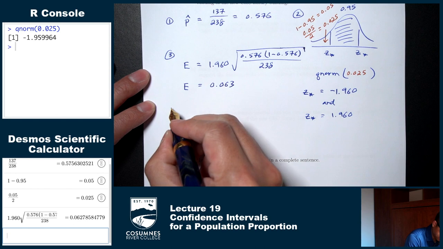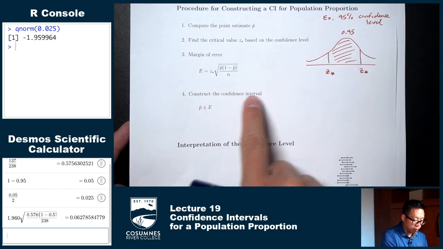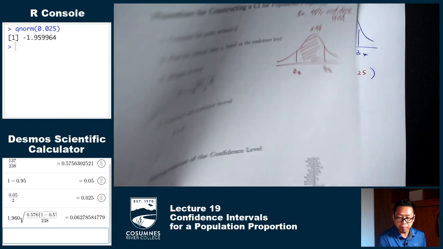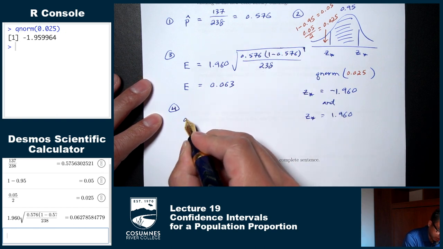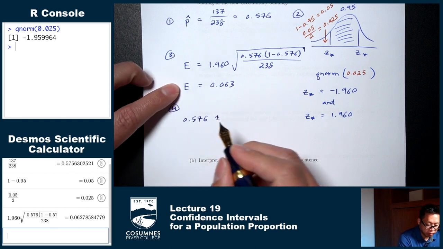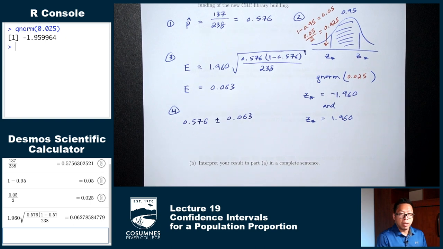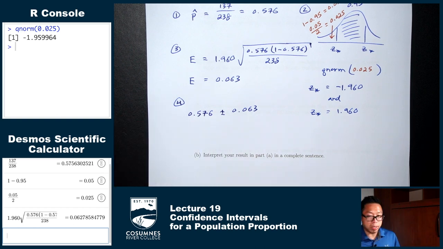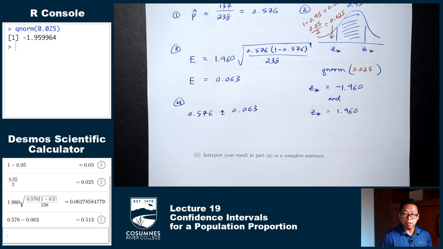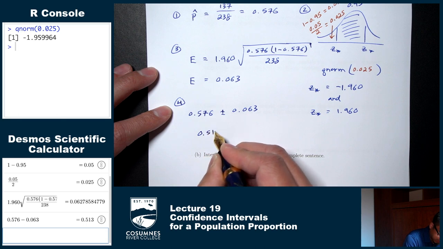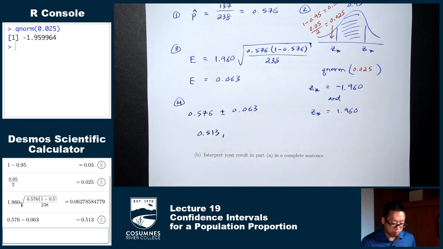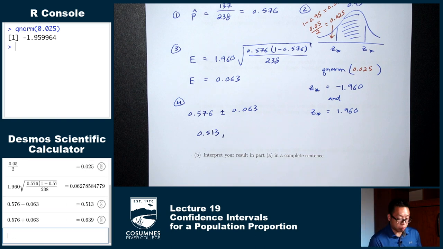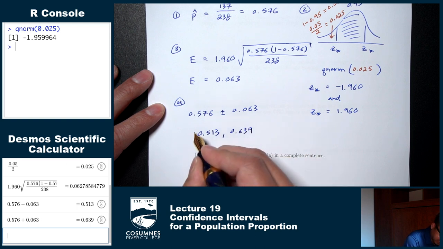Okay, step 4. Step 4 is to construct the confidence interval by doing p hat plus or minus the margin of error, E. P hat is from step 1, 0.576, plus or minus the margin of error, E, from step 3, 0.063. And then to get my final interval, I'm going to subtract and add. So to get my low number, 0.576 minus 0.063. That gets me my low number, 0.513. And to get my upper number, add 0.576 plus 0.063, 0.639. And that's my final answer that I want.